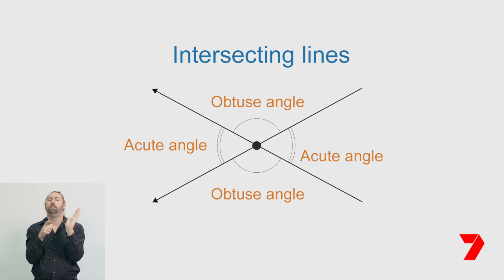The two smaller angles on the left and the right side of the diagram are acute, that is less than 90 degrees, and the two larger angles, top and bottom, are obtuse, meaning they are larger than 90 degrees but less than 180 degrees. You may have learned about these types of angles before.